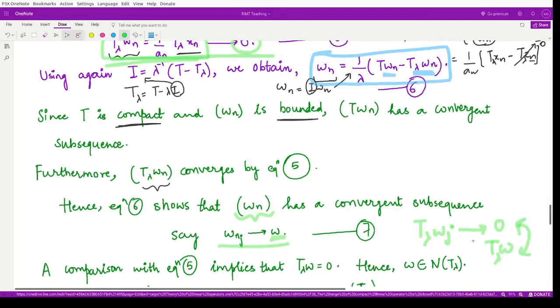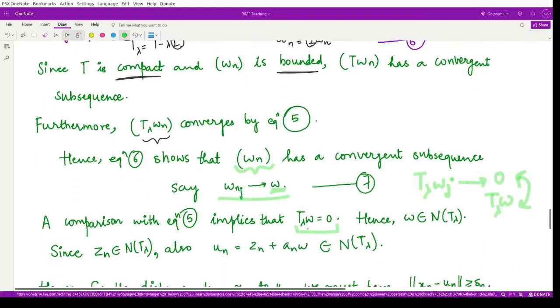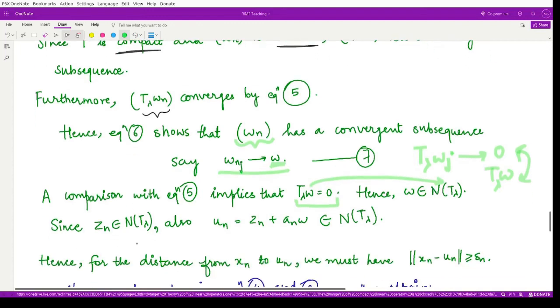If they are equal to each other, so we can say T lambda of W is 0, and through this expression you can say that W is present in the null space of the operator T lambda, right? And moreover, Zn is also there in the null space of T lambda.